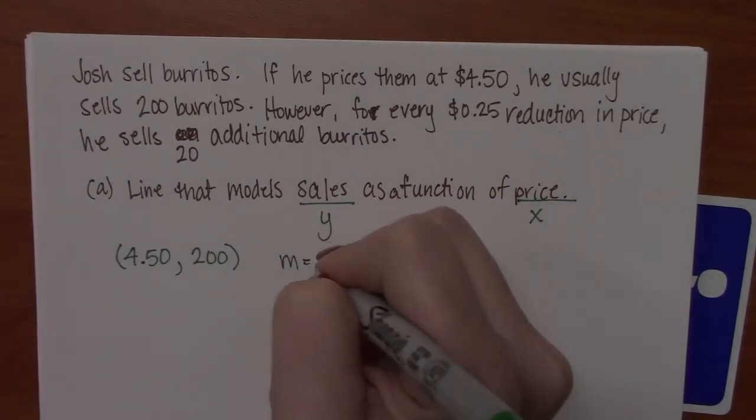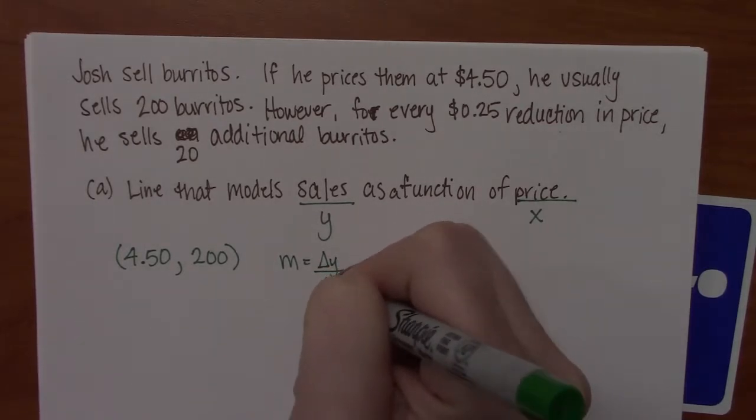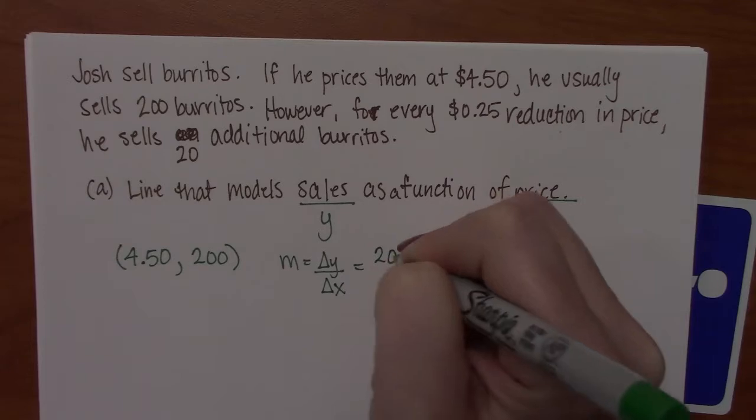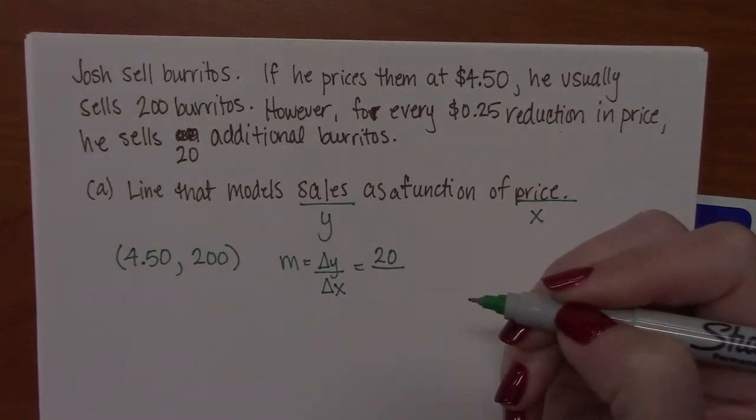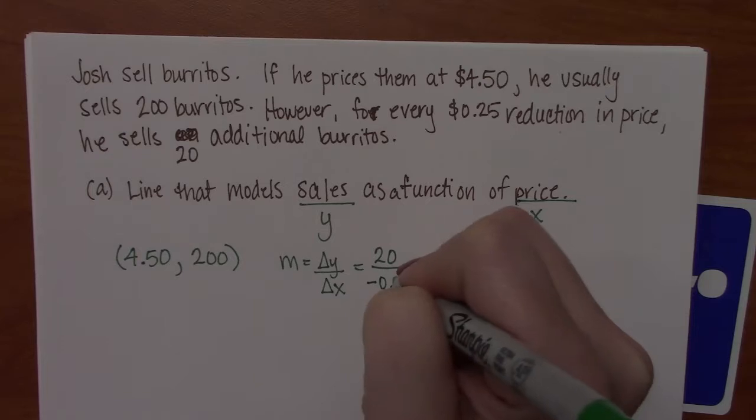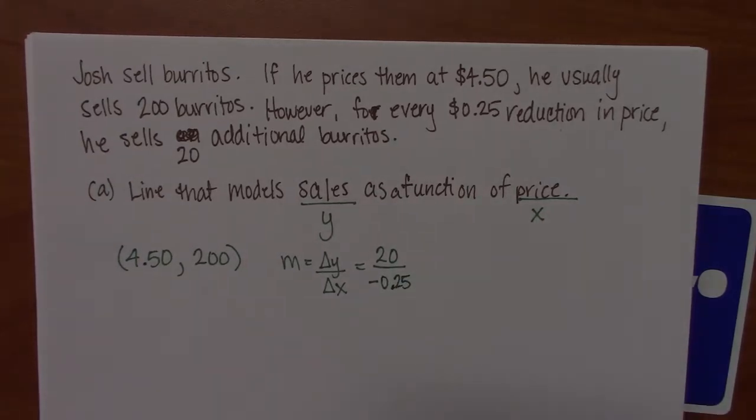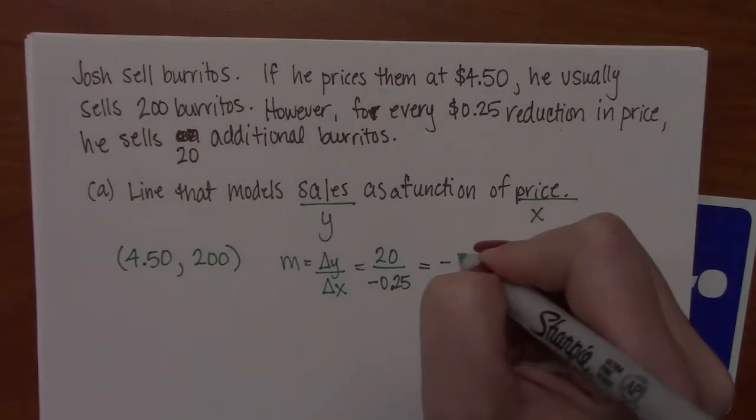So the slope is the change in Y over the change in X. He sells 20 more burritos, so it's a positive 20 because it was an increase of 20, for every decrease of 25 cents. So it's a positive 20 divided by a negative 0.25. One of the things you need to look for in the question is we're not just going to put positives and negatives in front of the numbers for you. You have to know that when you're talking about slope, it's the change in a quantity. So increases are positive, decreases are negative. Does that make sense? You ready? Okay. So 20 divided by negative 0.25 is negative 80.